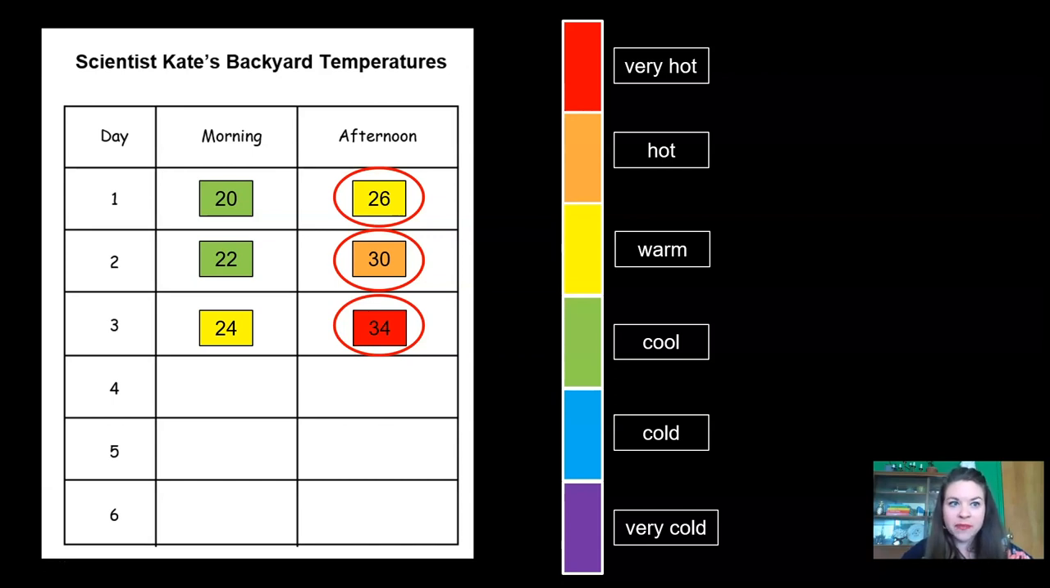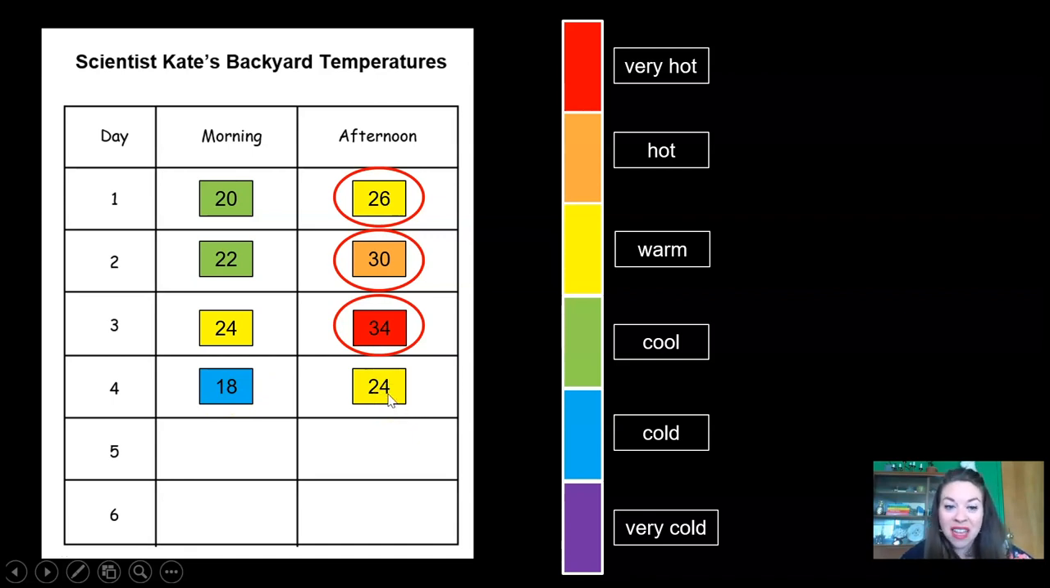Day four. In the morning, I recorded the temperature as 18 degrees. If you look at the box, it's blue. What does blue represent on this scale? Yeah, it represents cold. Very good. In the afternoon, the temperature was 24 degrees. Which number is bigger, 18 or 24?